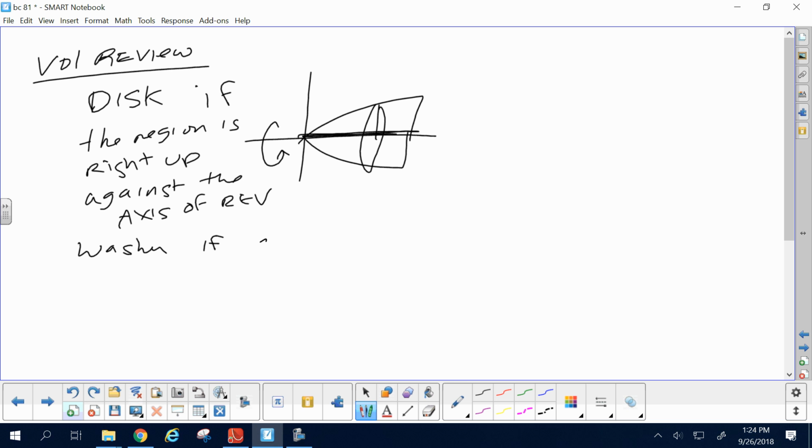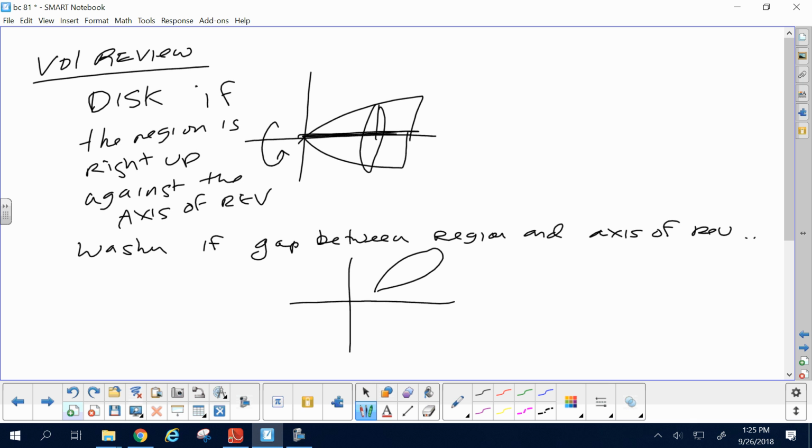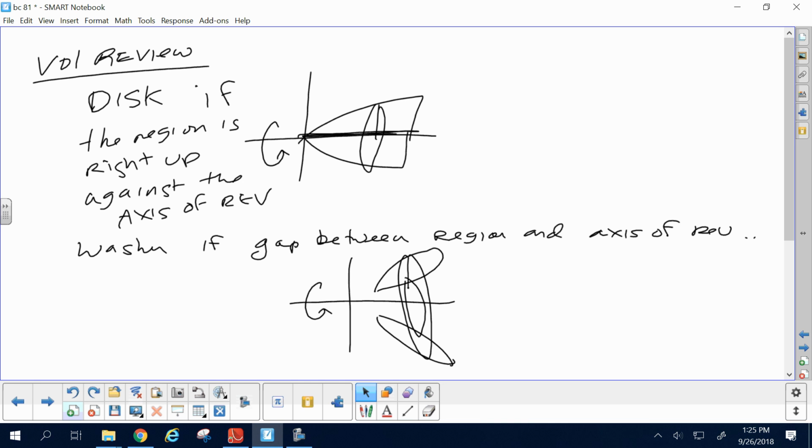If there is a gap between the region and the axis of revolution, for example, if you have a region like this and you revolve around the x-axis, you've got a big old gap between. So we get a washer. Okay, so the question is never, should I use discs or should I use washers? The problem determines that. It's not like a choice.